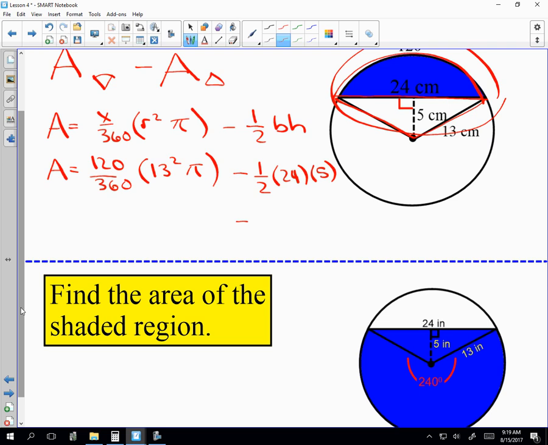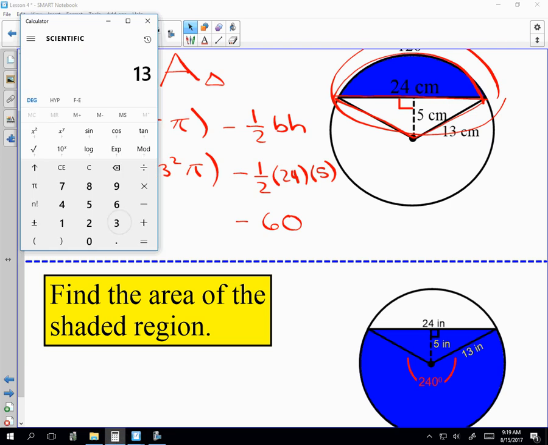Half of 24 is 12. 12 times 5 is 60. That is the whole number portion of your answer. And then now we're working through here. Okay, we're going to go to our calculator. We've got 13 times 13, or 13 squared, and we need 1/3 of this.